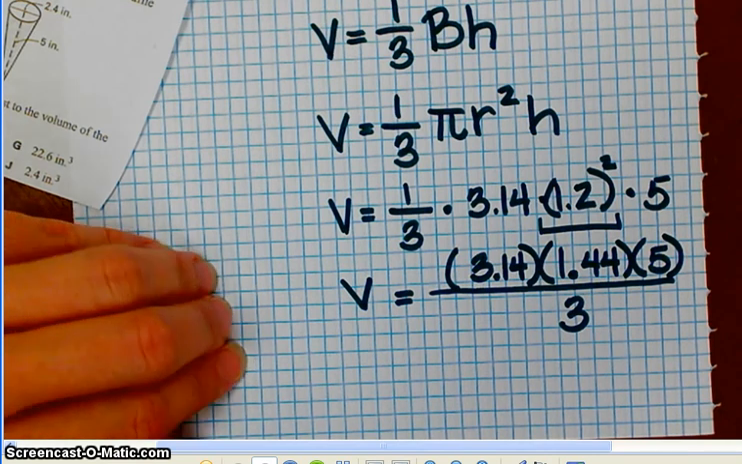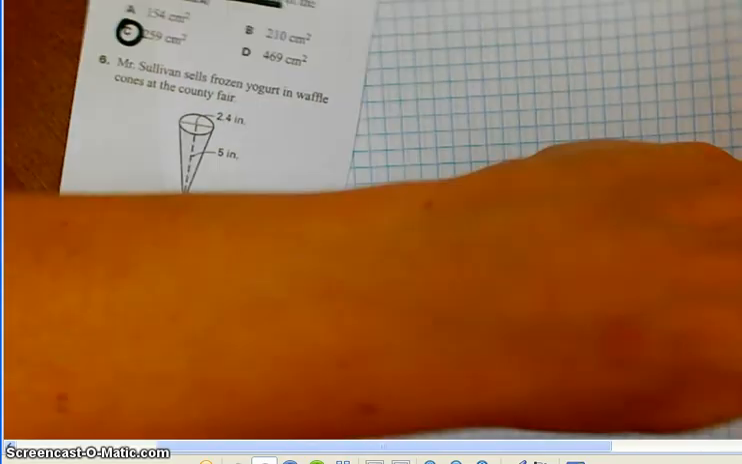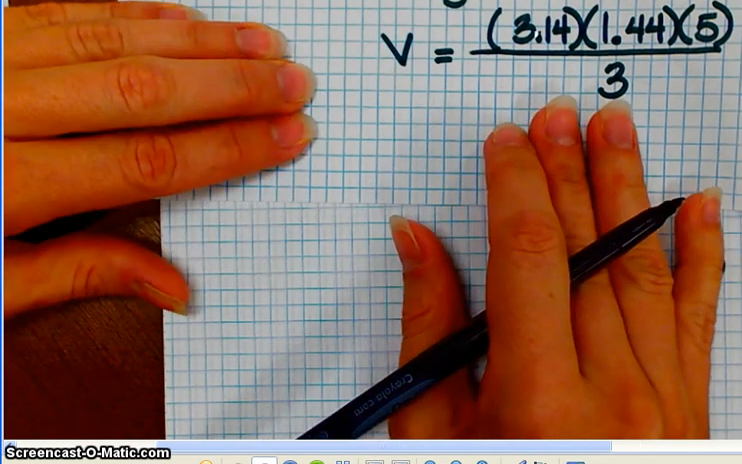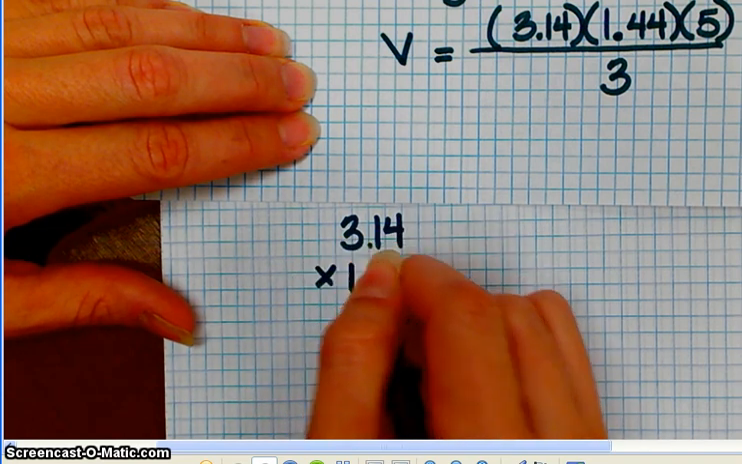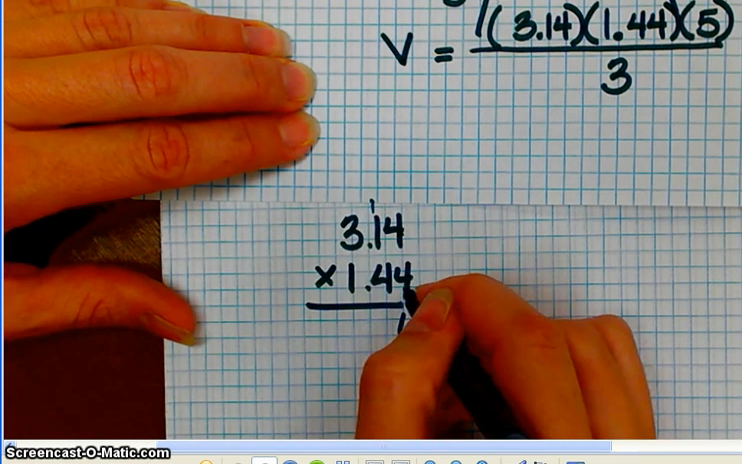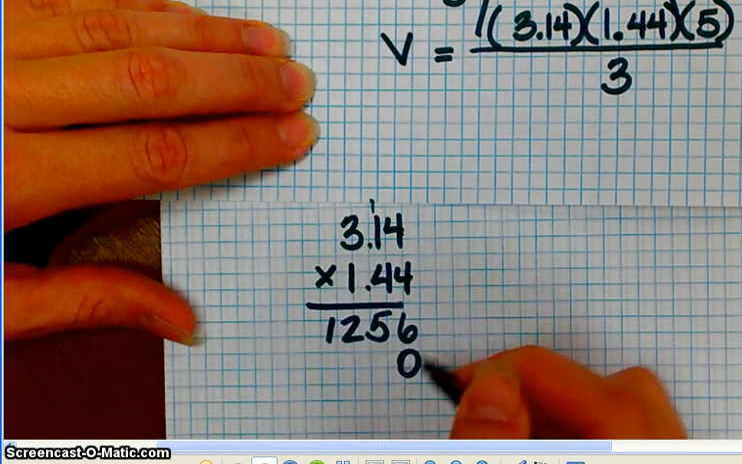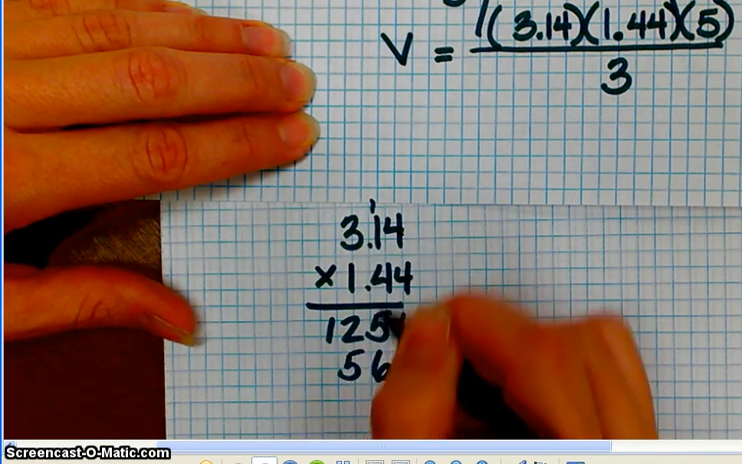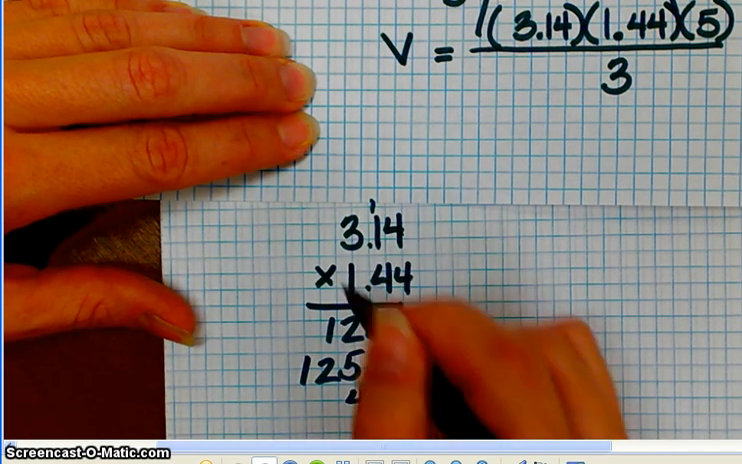So now all I have to do is the calculation. And you know what? I'm running out of paper, so start this at the top. All right. I'm going to do 3.14 times 1.44. So I'm doing this part right now. 4 times 4 is 16. 4 times 1 is 4 plus 1 is 5. 4 times 3 is 12. Placeholder 0. 4 times 4 is 16 again. 4 times 1 is 4 plus 1 is 5. 4 times 3 is 12. 2 placeholder zeros. 1 times 4. 1 times 1. 1 times 3.